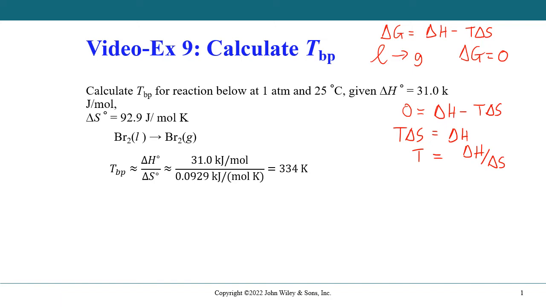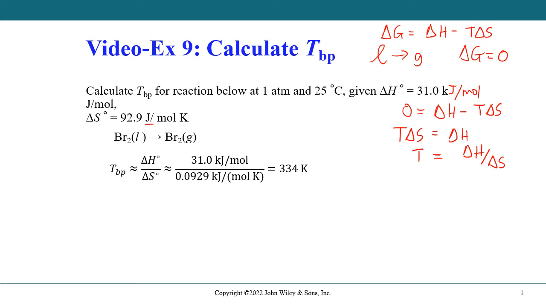We've been given the delta H value, and we've been given the delta S value. So the phase change is from bromine liquid to bromine gas. Now remember, there's a discrepancy in the units because the delta H value is in kilojoules per mole, and the delta S value is in joules per mole.